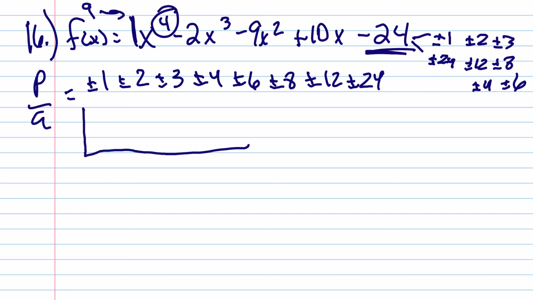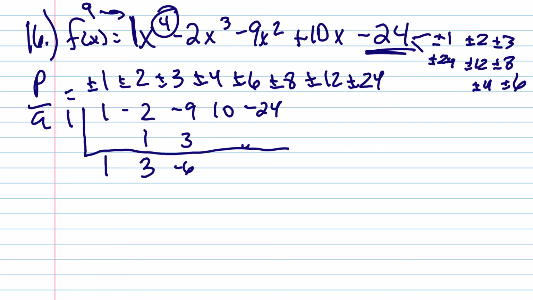I'm going to put 1 outside the box. 1, negative 2, negative 9, 10, negative 24. Drop it down, I get 1. 1 times 1 is 1. Negative 2 and 1 is negative 1. 1 times negative 1 is negative 1. Negative 9 and negative 1 is negative 10, positive 10 is 0, 1 times 0 is 0, negative 24. That's going to give me a remainder, not going to help me. So I tried 1.